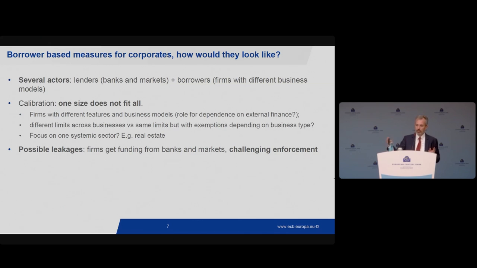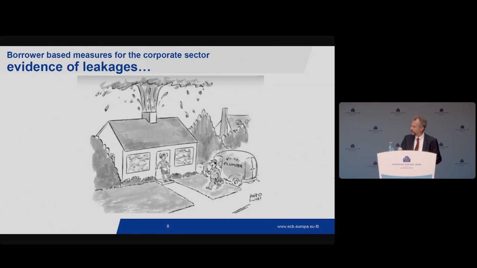Do you set different limits across businesses? Do you set a central limit and then you set exemptions for different businesses, or do you just focus, to simplify, on a systemic sector, for example, real estate? And then, of course, there is the issue that enforcement is challenging because firms can get funds from banks and markets, and I'm sure there could be leakages, and they will find their way through. And I think we have already some evidence of leakages. We worked hard on that, and here it is. I think it's uncontroversial. And I think that's it for me. Thanks a lot for the attention.